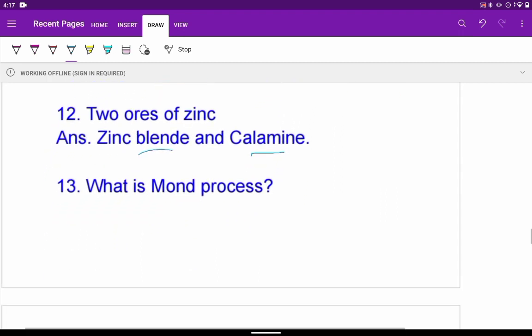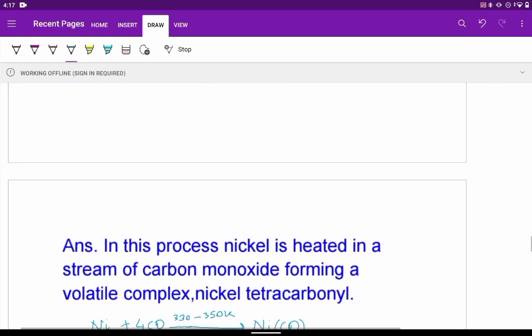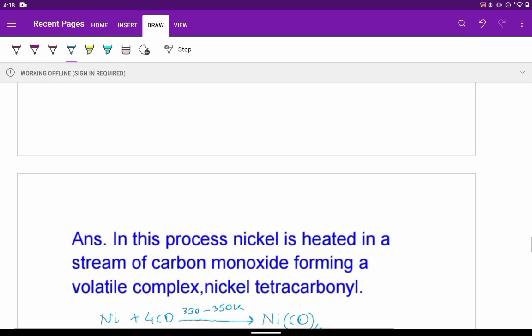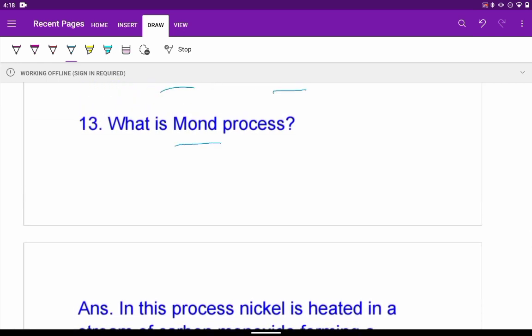Next is, what is Mond process? What happens in Mond process? Mond process is one in which nickel is heated in a stream of carbon monoxide, CO, and we get a volatile complex, nickel tetracarbonyl. This is the equation: Ni plus 4CO gives Ni(CO)4. This is nickel tetracarbonyl, and as I have already stated, this is Mond process.